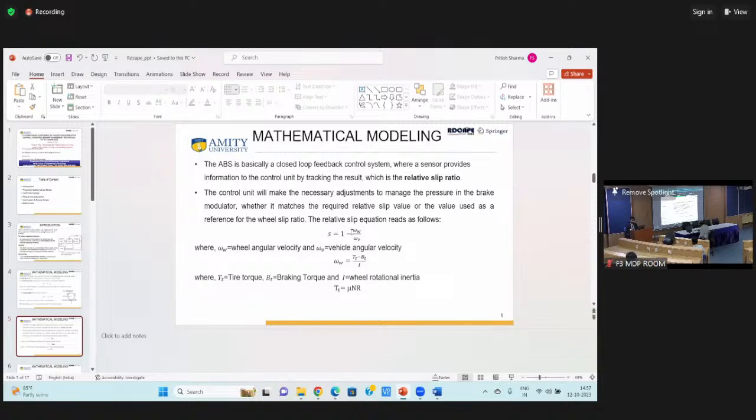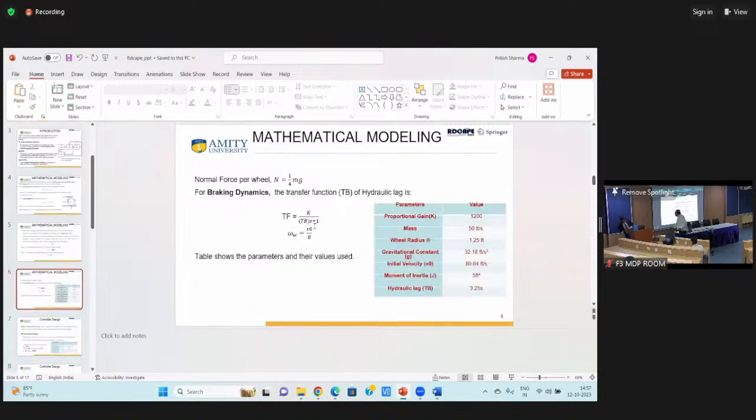It is 1 minus the ratio of wheel angular velocity and vehicle angular velocity, and the wheel velocity we take comes from the difference between the tire torque and the braking torque, divided by the rotational inertia. So basically it is by Js plus one, with these parameters taken for the simulations.